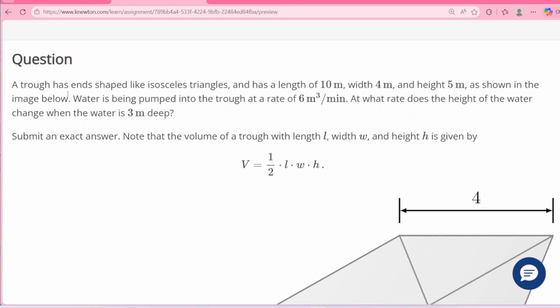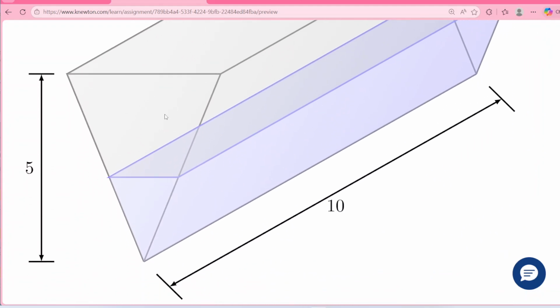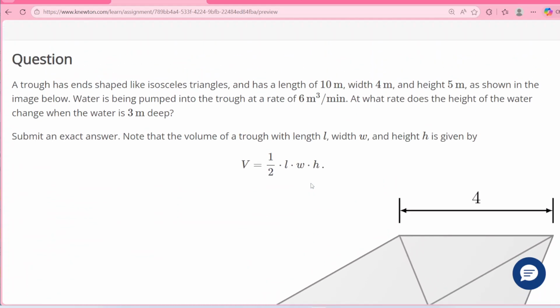So a trough has ends shaped like isosceles triangles, has a length of 10 meters, width of 4 meters, and height of 5 meters. So you see that picture. So width of 4 meters for the trough, this height of 5 meters for the trough, length of 10 meters, and the faces of the trough here on either end are isosceles triangles, as shown in the image below.